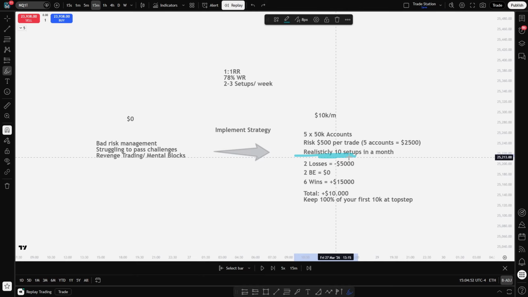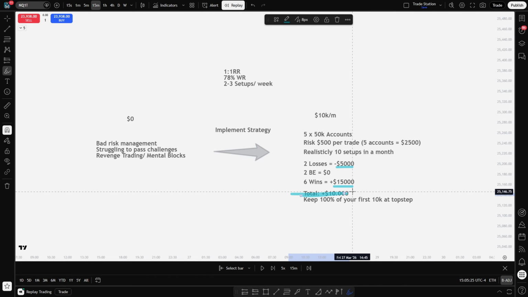You have realistically 10 setups in a month. 2 to 3 a week. It's either going to be 8 or 12 a month. So I went in between and gave you 10 setups in a month. With this win rate, 2 losses, minus 5K. To break even, let's be realistic. You're going to hit a break even trade sometimes. And then you have 6 wins. If you get this 15K minus 5K, you end up with 10K in profit.